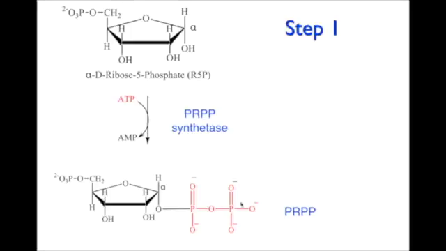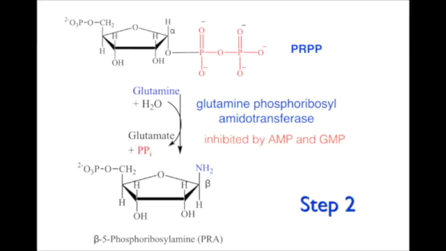Step 1 involves the activation of ribose to form PRPP. We're familiar with this. It's catalyzed by PRPP synthetase. Step 2 involves the commencement of the synthesis of the small ring, and it starts with the addition of NH2 to ribose to form beta-5-phosphoribosylamine. That's step 2. It's inhibited by AMP and GMP, which are the end products of this pathway, and it's catalyzed by glutamine phosphoribosyl amidotransferase.